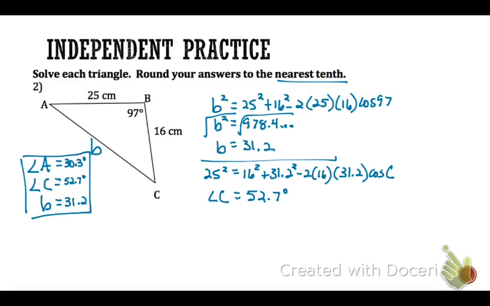So you can see you need to find angle A, angle C, and side B. So I use the law of cosines to solve for side B, and then use that measurement in the law of cosines to solve for angle C. And then finally, you can solve for angle A just by subtracting C and B from 180 degrees.